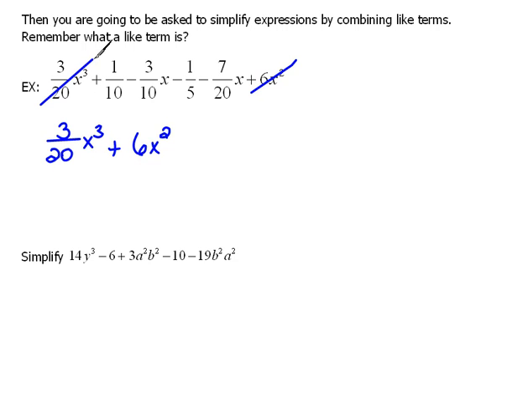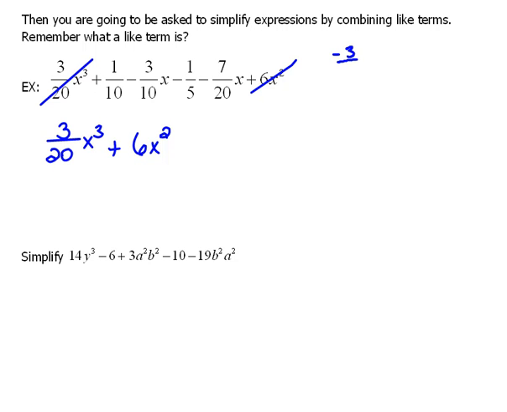Now notice, as I'm done with each of these, I'm marking them out so that I can keep track of what I have combined, what I've used, and what I've not used. So we have an x cubed, an x squared. Hopefully you can see the pattern. Next would come a plain x. So for plain x's, we have negative 3/10 x, and we have negative 7/20 x.